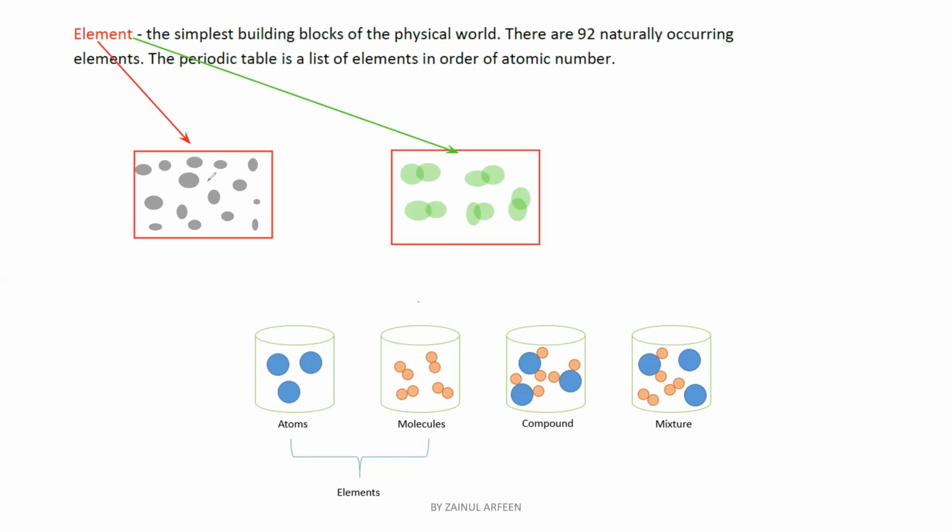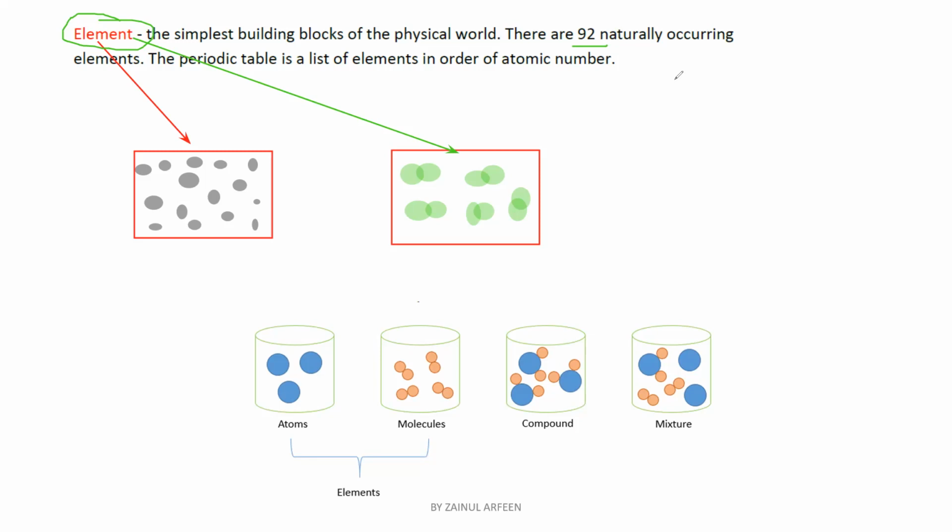When identical atoms join together, we call it an element. When identical molecules, in which atoms are also identical, join together, that will also make an element. It is the simplest building block of the physical world. There are about 92 naturally occurring elements. In nature, 92 elements exist, and some of the elements are man-made, artificial. They are not present naturally; we just create them by different techniques. Is the concept of element clear?